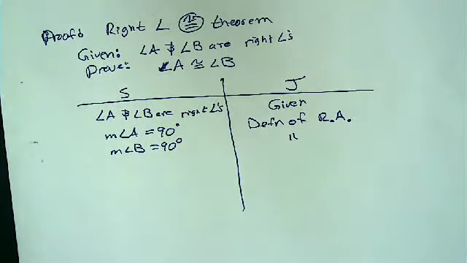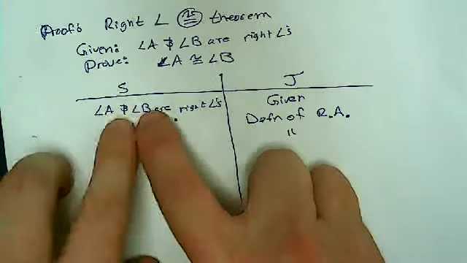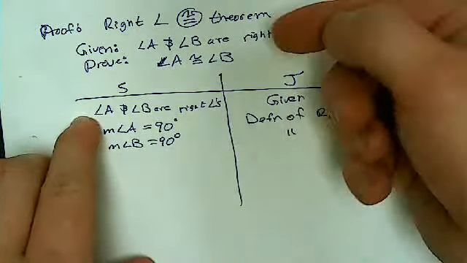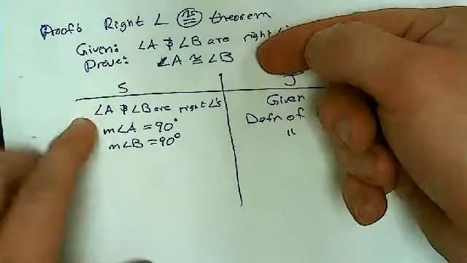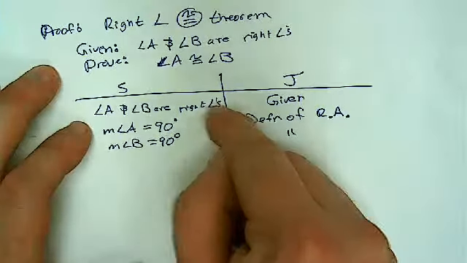Remember, our goal, we're trying to get to this. We started off with our given. A and B are right angles. We're trying to get to A is congruent to B. So what can I do from here to start moving towards that?